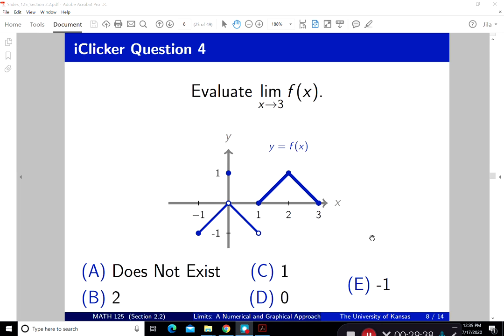iClicker question 4 on section 2.2, and this time we're evaluating the limit as x approaches 3 of f of x. And in here I can see that the right side limit does not exist, so the limit does not exist, basically.